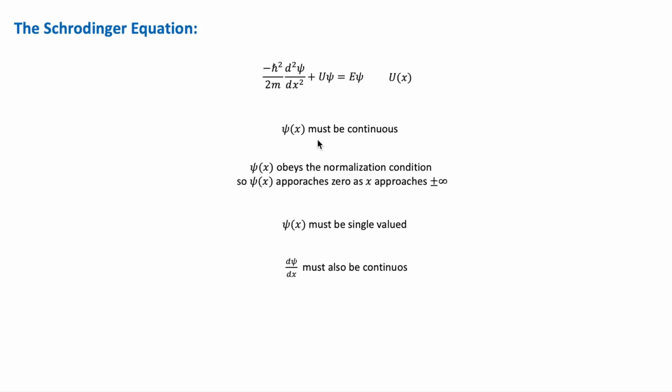Another condition is that psi(x) must obey the normalization condition, and for this to happen, it must approach 0 as x approaches plus or minus infinity, okay? And also it must be single valued, and also d psi over dx must be continuous, because if it's not continuous, we would not be able to evaluate d squared psi over dx squared at the point of discontinuity. So the easiness of how to solve the Schrodinger equation depends on the form of the potential energy U(x).